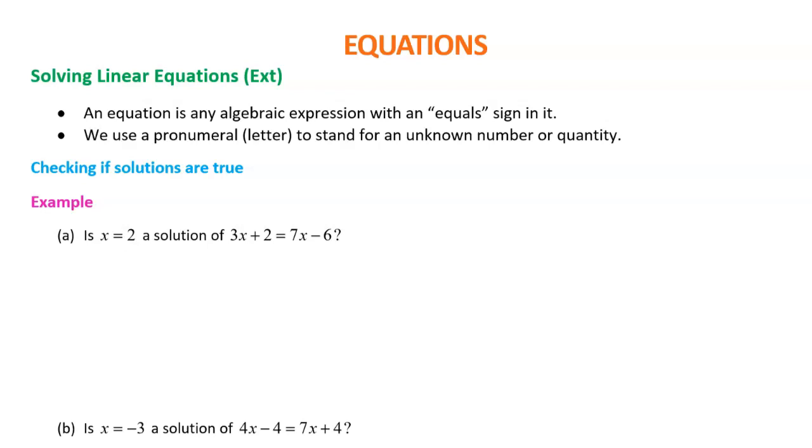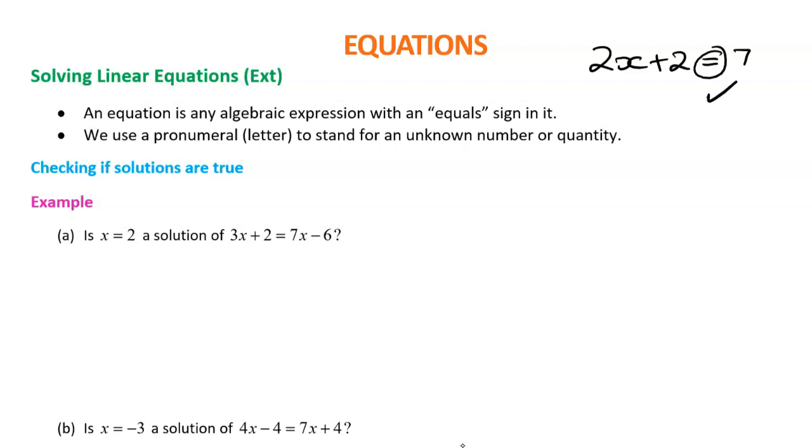We're going to be starting our next topic, equations, now. Just a reminder of the terminology. First point here says an equation is any algebraic expression with an equal sign in it. So this here would be an equation. But if we didn't have this first portion here, we just had 2x plus 2, that would only be an expression. So the fact that it has an equal sign in there is what makes it an equation.